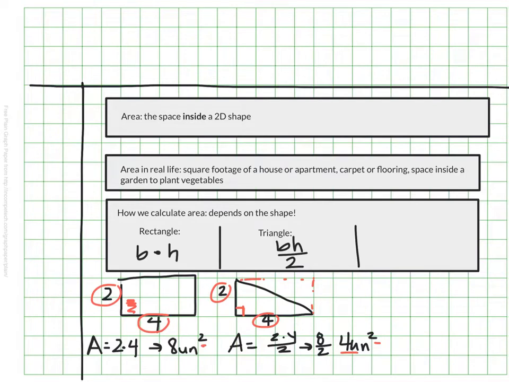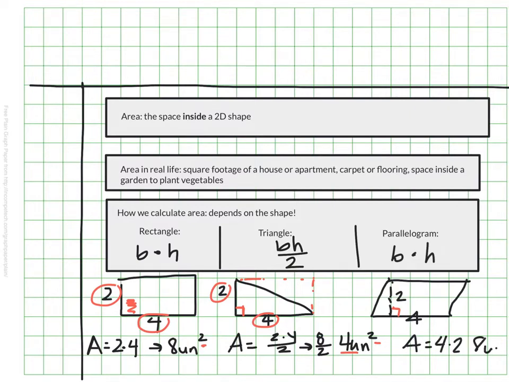And our parallelogram is just another version of a rectangle, so that is still just base times height. So once again, we look for the base and the height by looking for that right angle, and so our area would just be 4 times 2, or once again, 8 units squared. So the area, of course, depends on each figure, but we basically are finding the inside space of the shape.